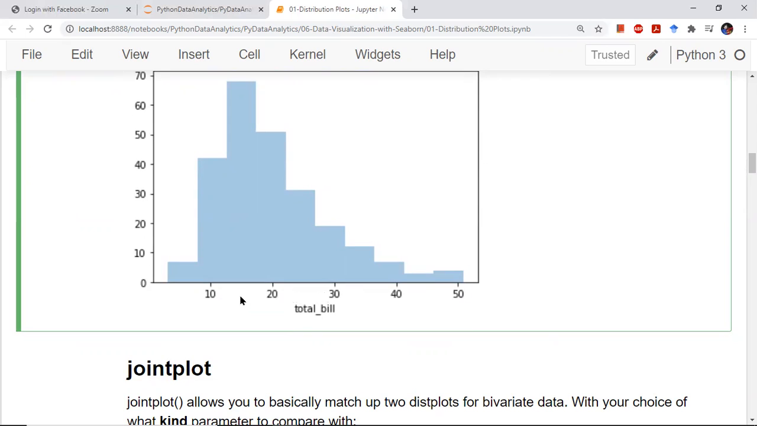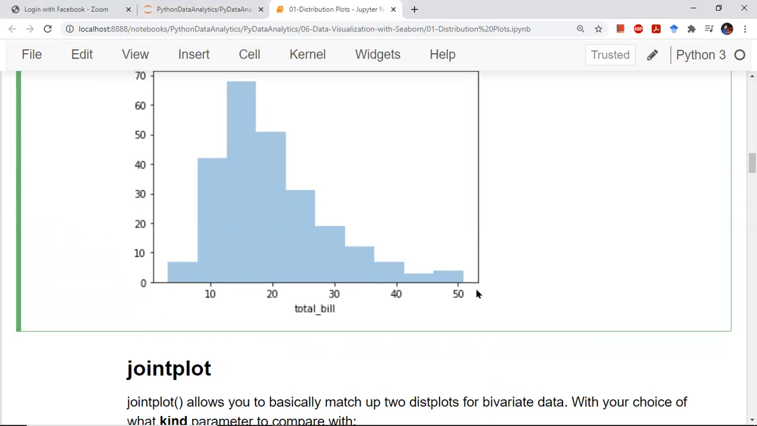As it looks, most of the bills fall between $10 to $20, right? Most of the customers, whatever they eat, are paying a bill between $10 to $20. And very few customers are paying a bill between $40 to $50, right?